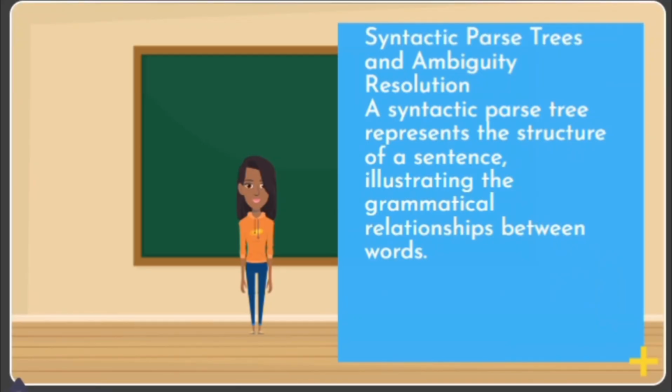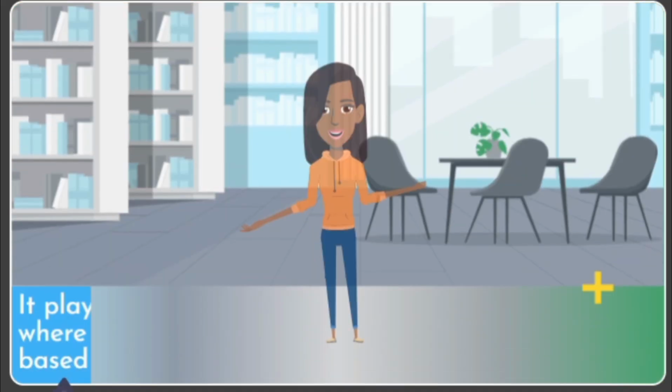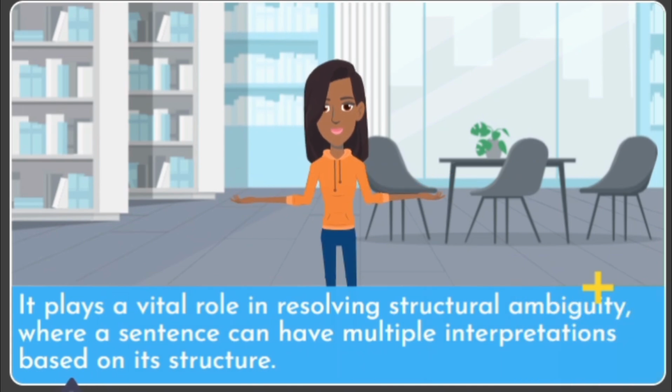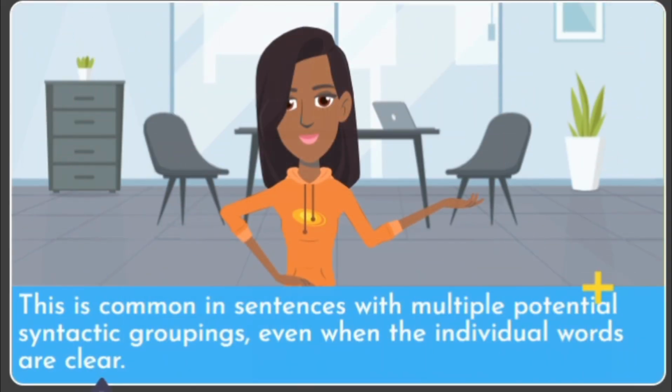Trees and ambiguity resolution. A syntactic parse tree represents the structure of a sentence, illustrating the grammatical relationships between words. It plays a vital role in resolving structural ambiguity, where a sentence can have multiple interpretations based on its structure. This is common in sentences with multiple potential syntactic groupings, even when the individual words are clear.